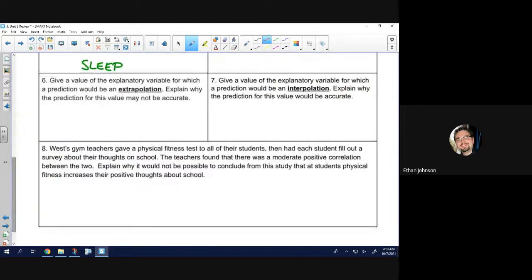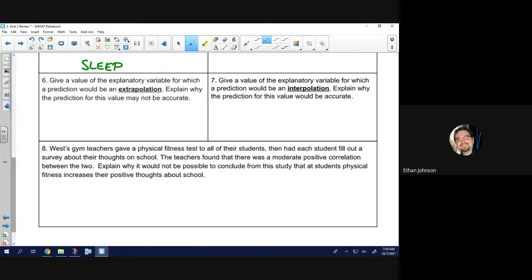Six and 7 deals with the ideas of extrapolation and interpolation. Remember, extrapolation is a value outside of our range. Interpolation is a value inside of our range. So if we look back at our x values, our smallest was 4 and our largest was 8. So if we chose a value between 4 and 8, that would be an interpolation. If we chose a value smaller than 4 or bigger than 8, meaning beyond our range, that would be an extrapolation.